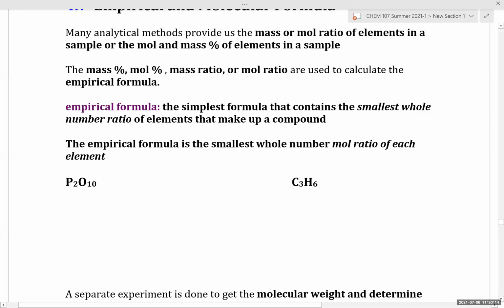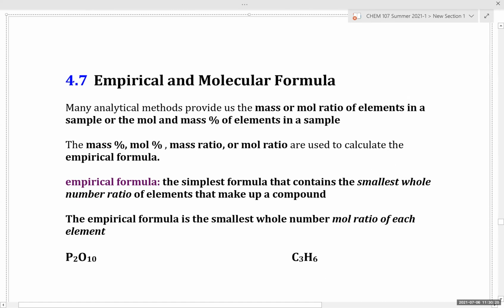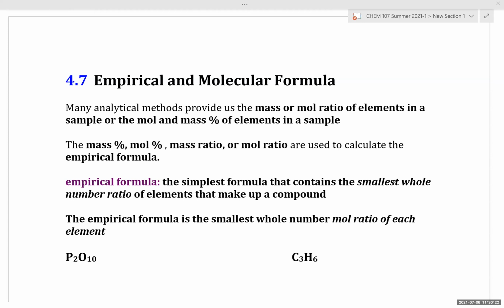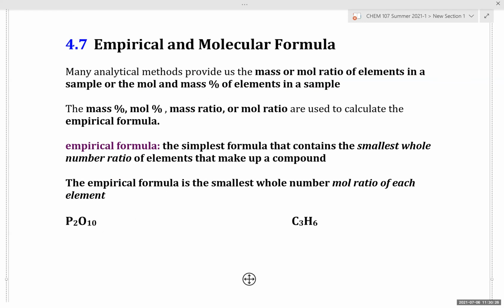So when we last left off, we discussed methods to perform mass mole conversions. What we're now going to talk about are the methods to calculate and determine empirical and molecular formulas. So let's talk a little bit about where these names are derived from.